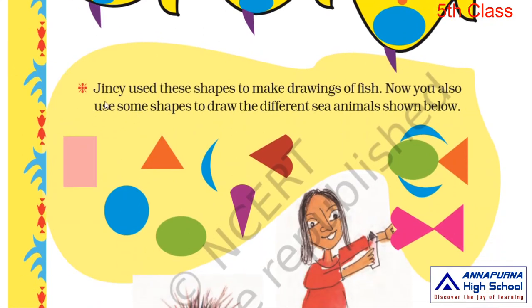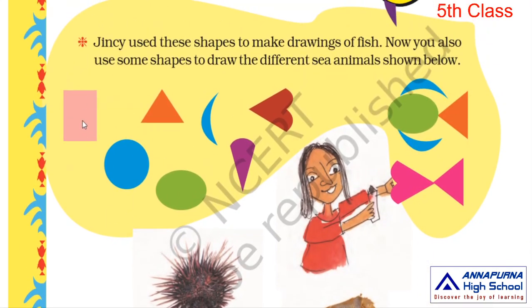Jinsi used these shapes to make drawings of fish. Now you also use some shapes to draw the different sea animals shown below. Here, the shape of this one is rectangle, this is triangle, this is circle, and this is elliptical in shape. Like that, cone, etc. He has given some geometrical shapes.